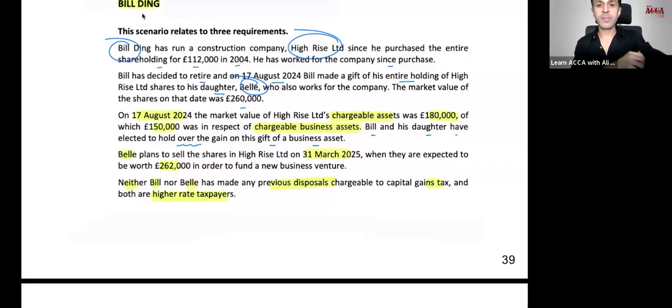Business asset disposal relief is applied when the shares are gifted, provided that your holding in the company has to be 5% or more. At least 5% means 5% or more. Secondly, you must have been working for that company. Shares can be quoted or unquoted, it does not really matter. At least you have to have a holding of 5% or more, and secondly, you work for the company. So Bill has been working for the company.